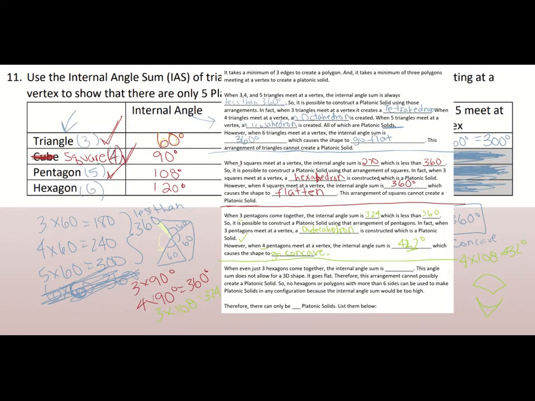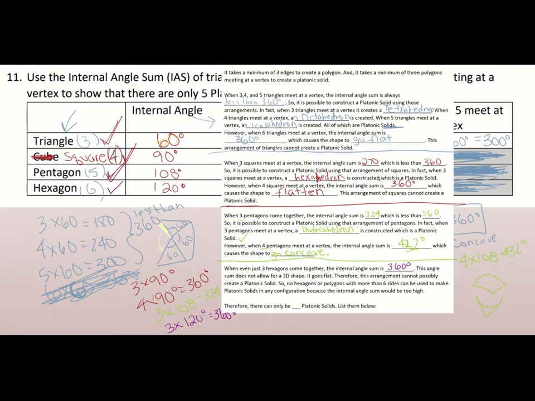6-sided shape. What we're trying to do is reach a point where we can no longer construct Platonic solids from even 3 of these regular polygons coming together. Hexagons, that's where it happens. When even just 3 hexagons come together, the internal angle sum is 360 degrees. That math here, 3 hexagons is 3 times 120 degrees, which is 360. Notice that's grayed out in the table already, all right?